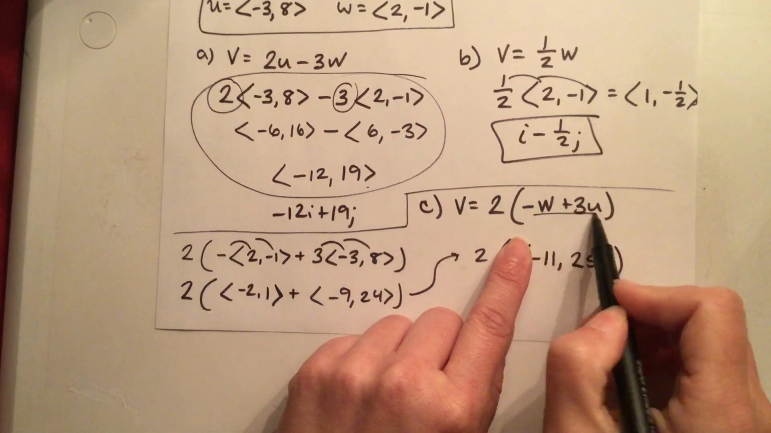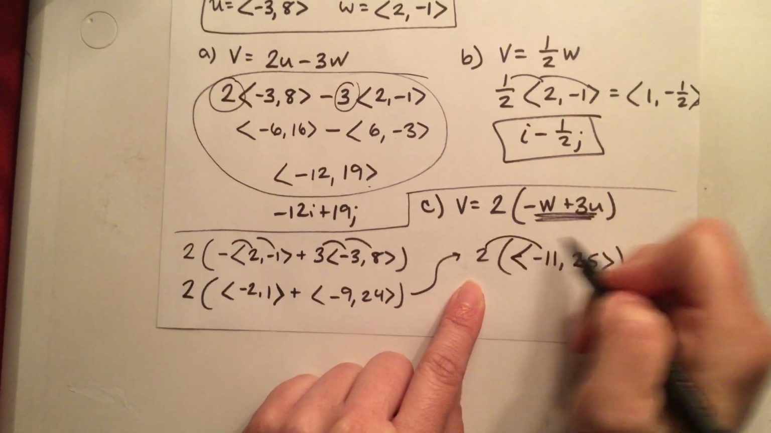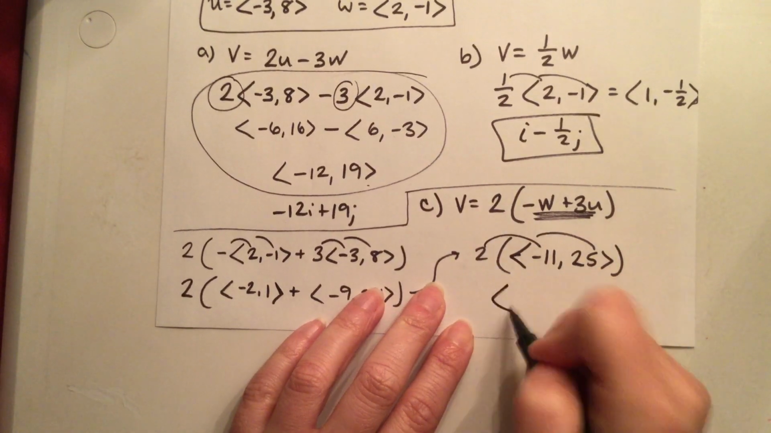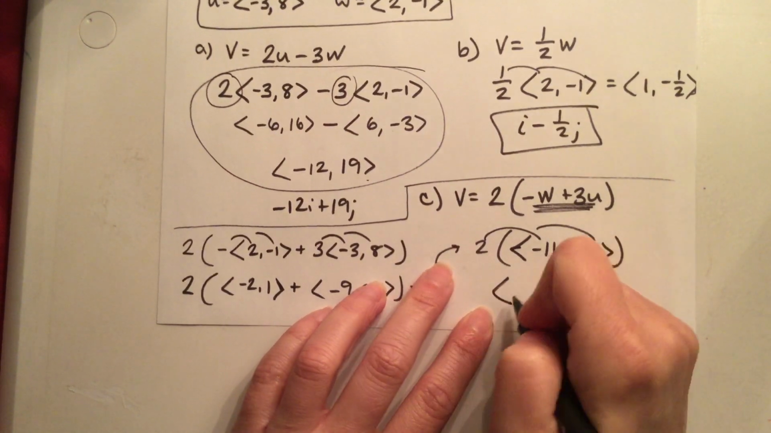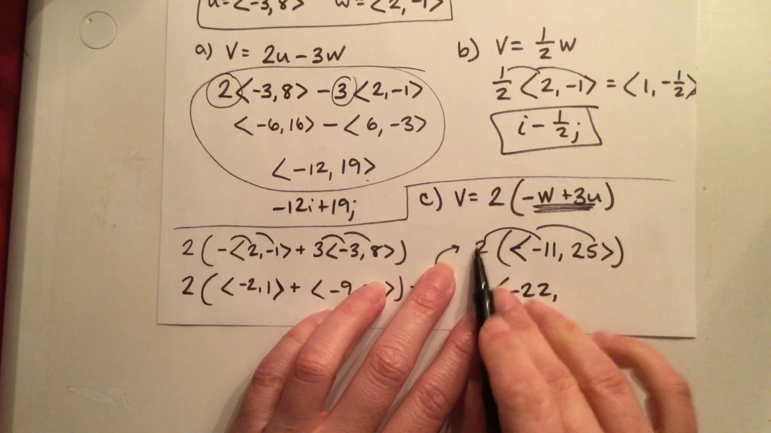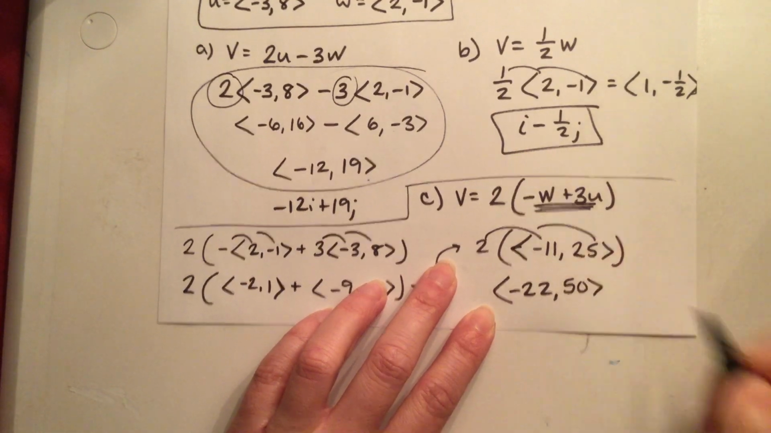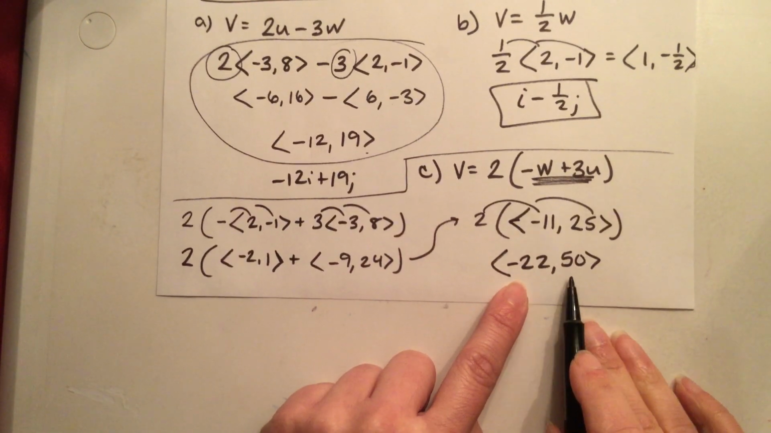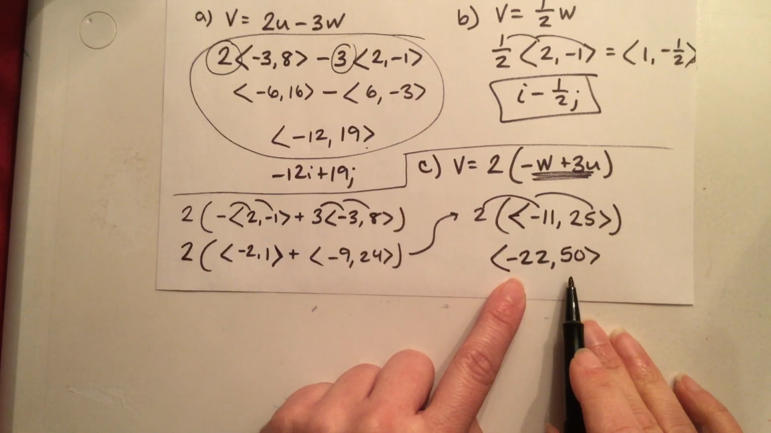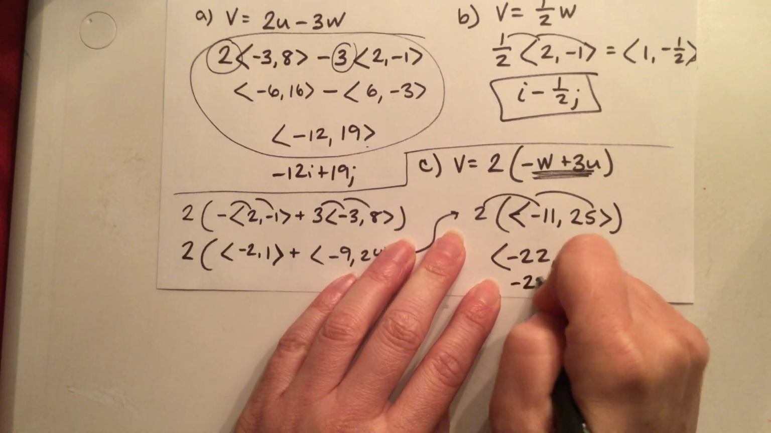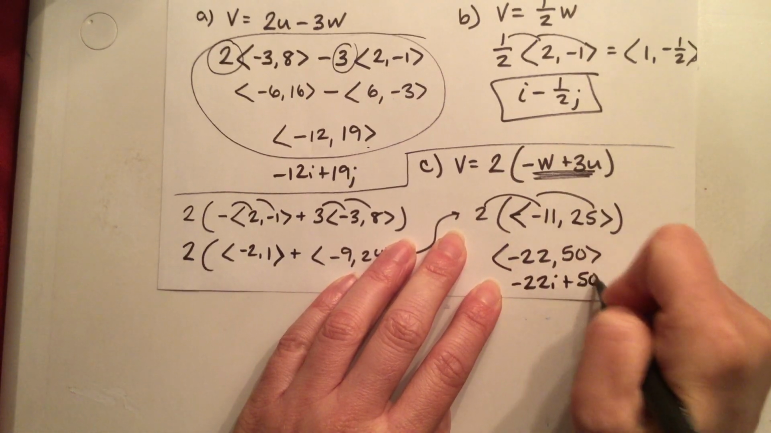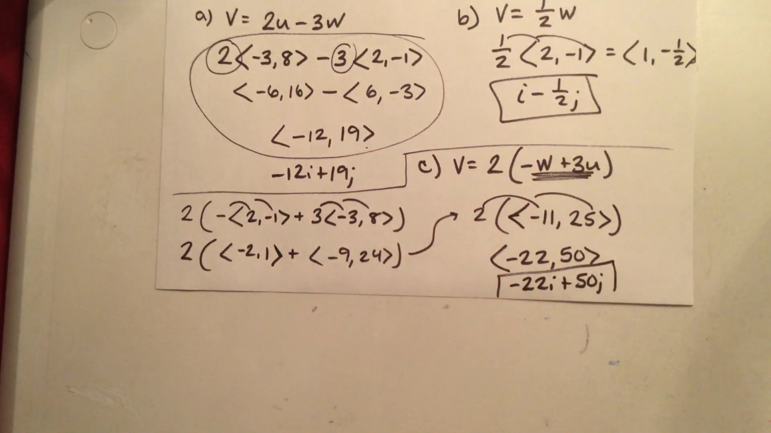So I went ahead and I did all of the inside the parentheses. Now I can bring in that 2. 2 times negative 11 is negative 22. 2 times 25 is 50. If they wanted the answer in component form, you're done. If they want the answer as a linear combination, it's negative 22i plus 50j, and you're done.